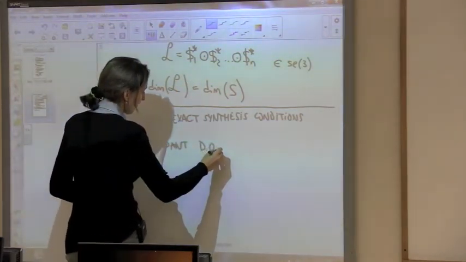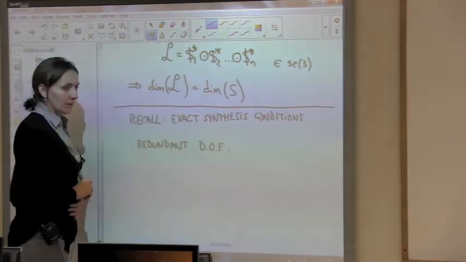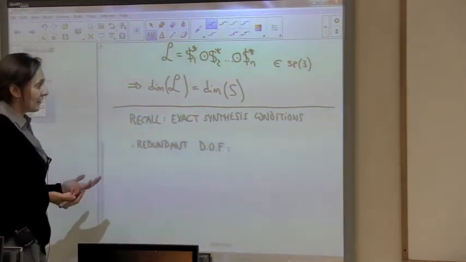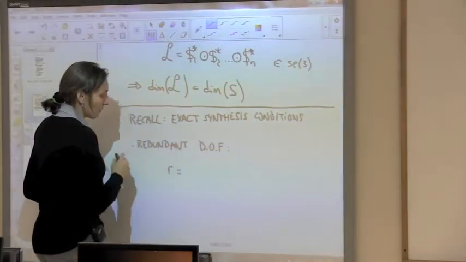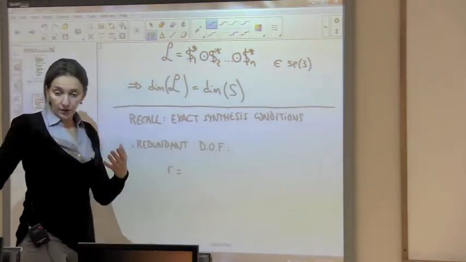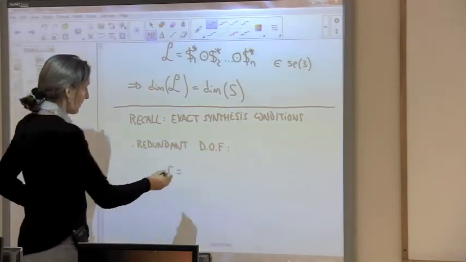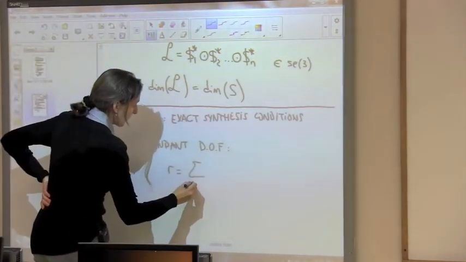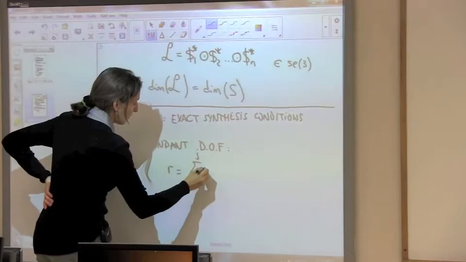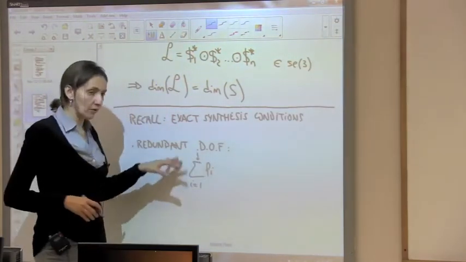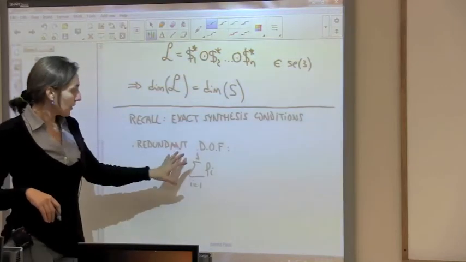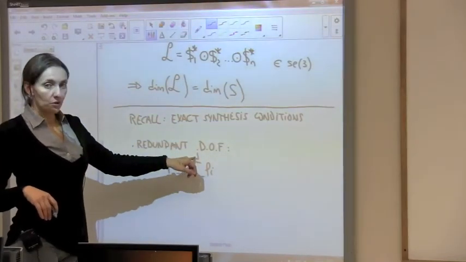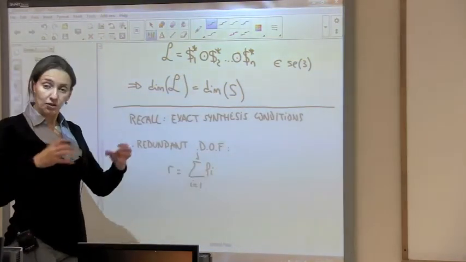Degrees of freedom. That's very easy to calculate, right? In general, we can talk about redundant degrees of freedom, R, which will be equal to the sum over i equal 1 to j of your F_i. Remember, this is the notation of the Chebyshev-Grübler-Kutzbach formula, which means j is the number of joints and F_i is the degree of freedom of each of the joints.